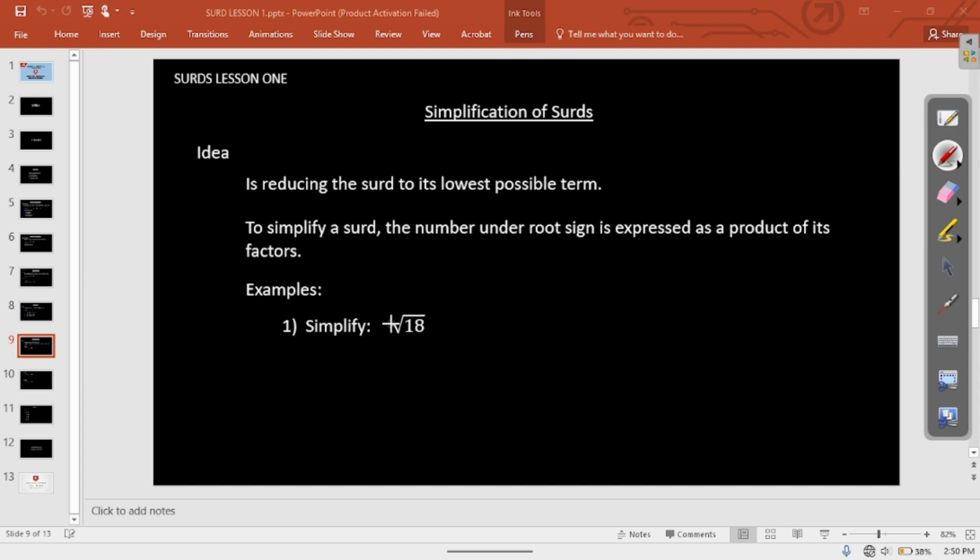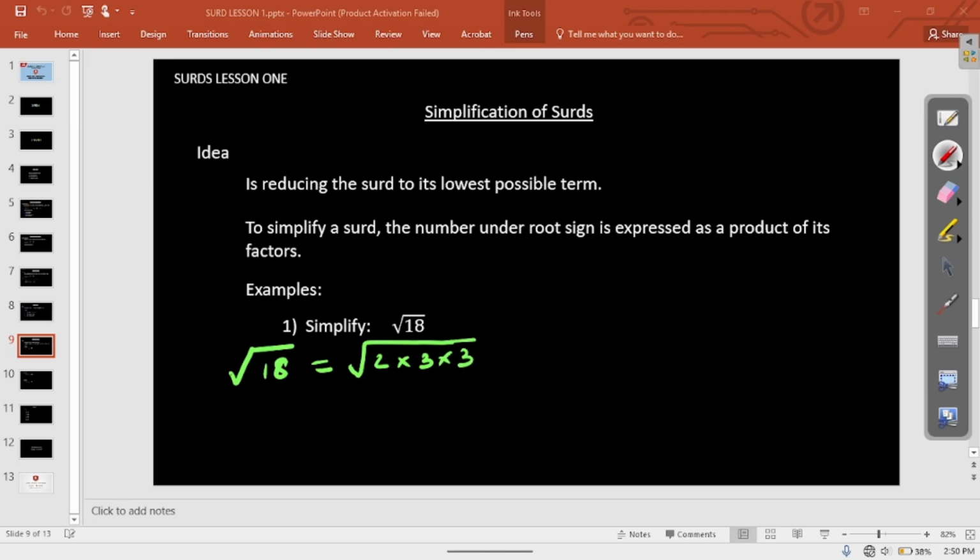If it is a square root, we are going to group them into 2. If it is a cube root, we are going to group them into 3. If it is a 4th root, we are going to group them into 4. So what we have here is a square root. We are going to express this as a product of its prime factors. So the square root of 18 is equal to the square root of 2 times 3 times 3, because 6 times 3 gives us 18.